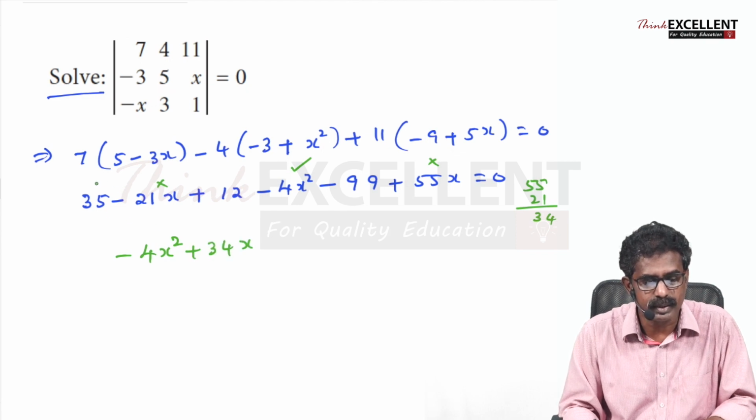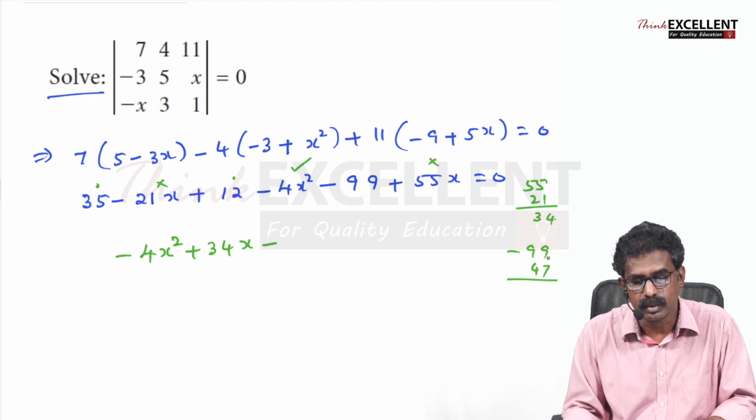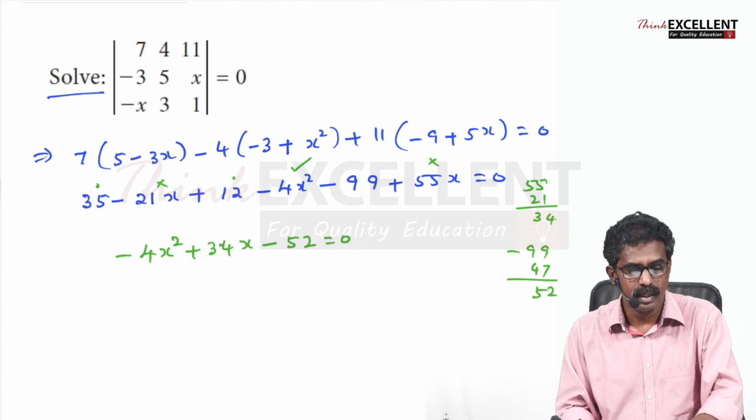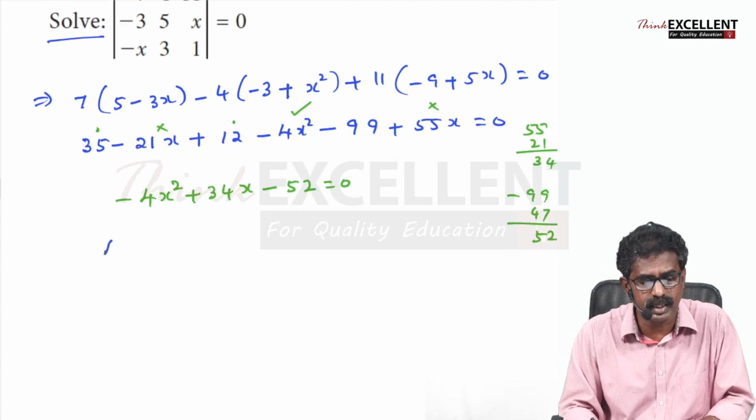Here then the constant terms, 35 plus 12. What is that? 46, right? Sorry, 47. Yes, 47 minus 99. You subtract, your answer is negative. So what do you get? 52, so minus 52 equal to 0. So this is the equation you are getting. First term we want positive, so change the sign throughout. So if you change the sign, 4x square minus 34x plus 52 equal to 0.